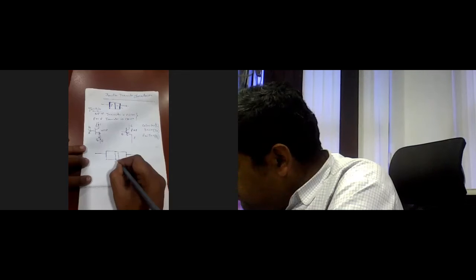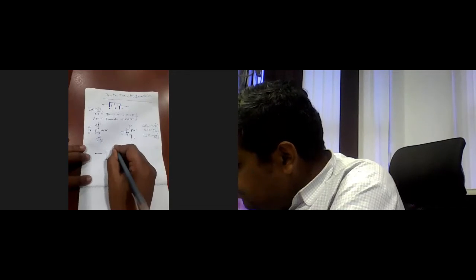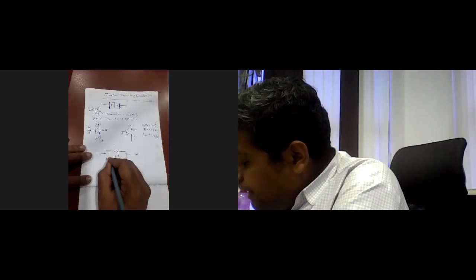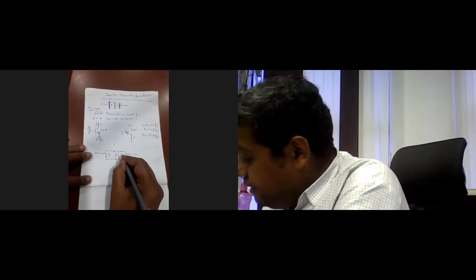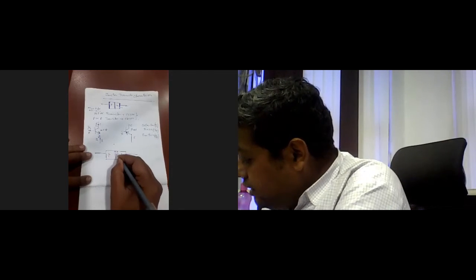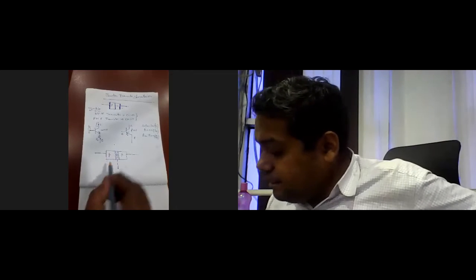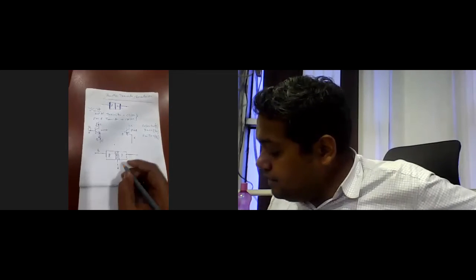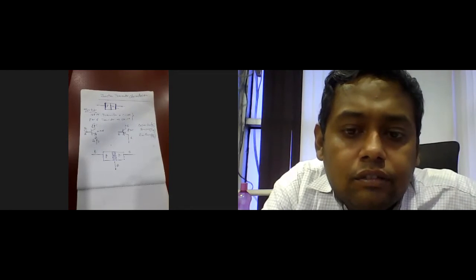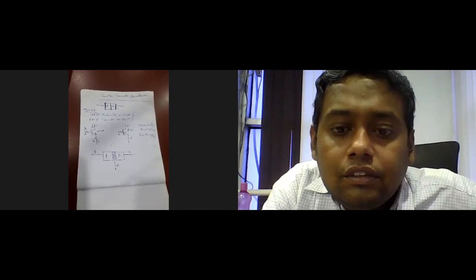So I just introduced the BJT, that is the bipolar junction transistor, over here. This is the PNP type, and these are the different elements. Suppose this is the emitter, this is the base, and this is the collector.